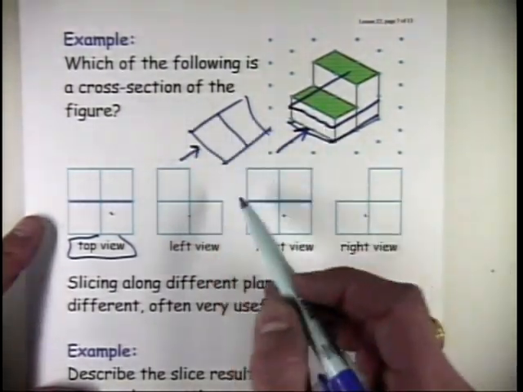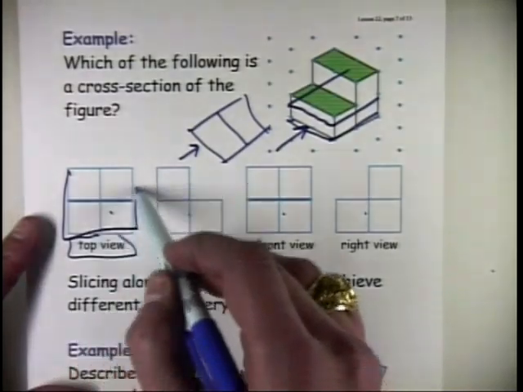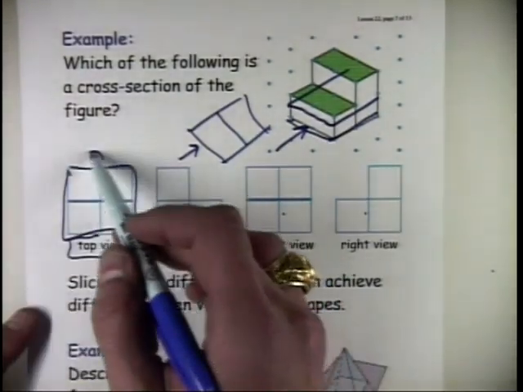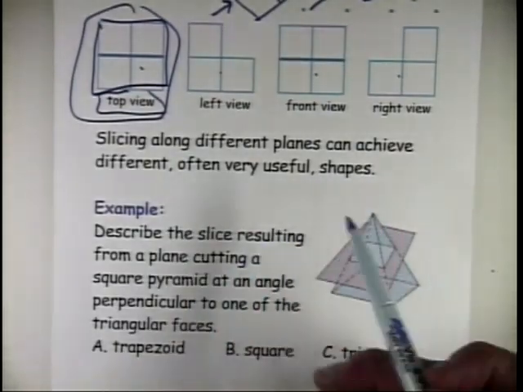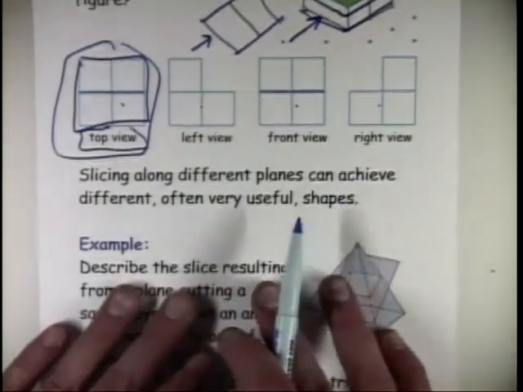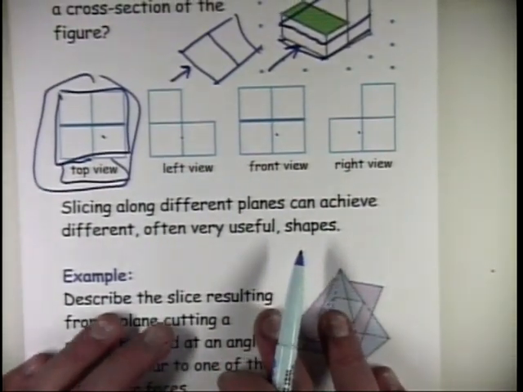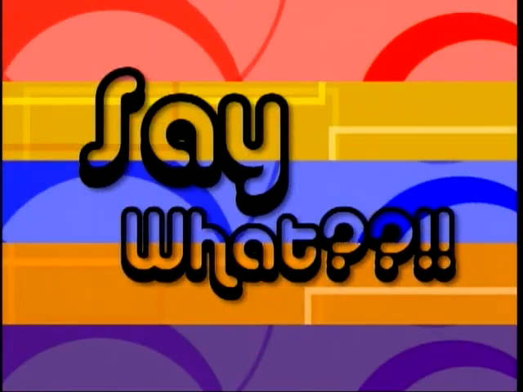Now, if this is the front, and we're staring down, it's going to look like this. Okay, so that would be the answer. Now, slicing along different planes, we can achieve a lot of different, very useful shapes, which brings us to my favorite part of the program called the "Say What?" All right, here we go.